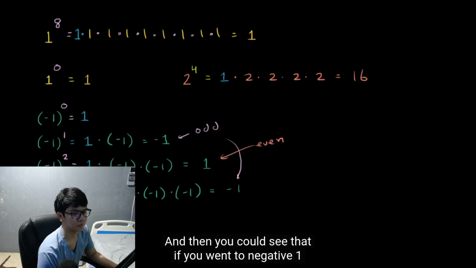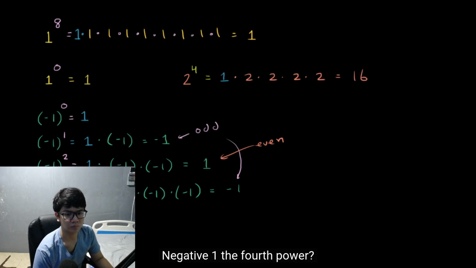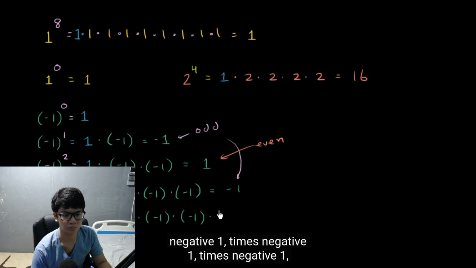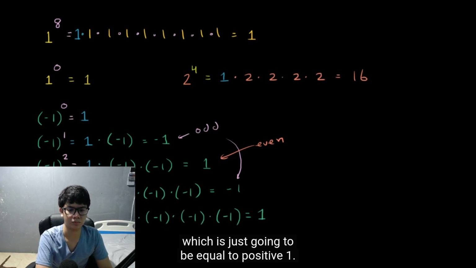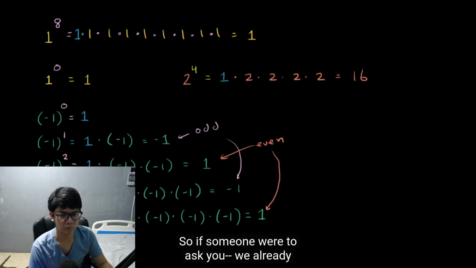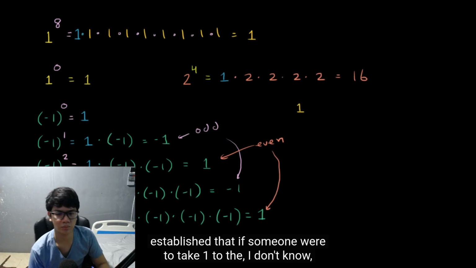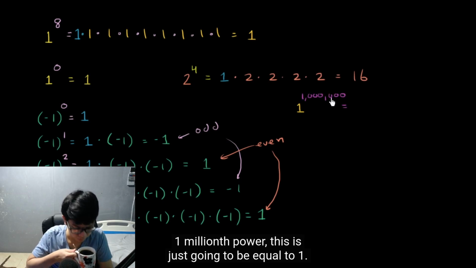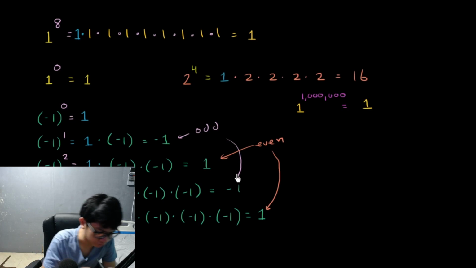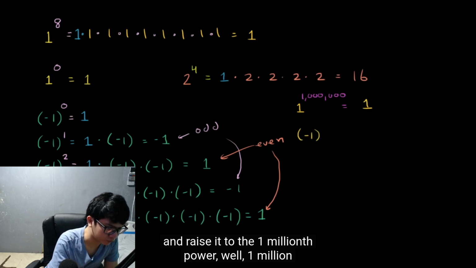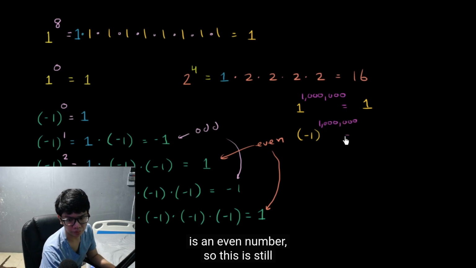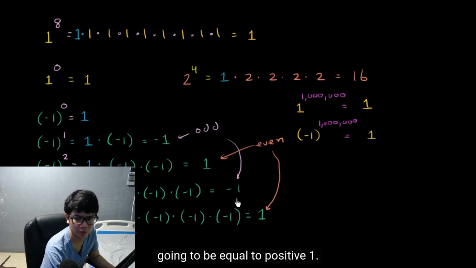And you could see that if you went to negative 1 to the 4th power. Well, you could start with a 1, and then multiply it by negative 1 4 times. So negative 1 times negative 1 times negative 1 times negative 1, which is just going to be equal to positive 1. So we already established that if someone were to take 1 to the 1 millionth power, this is just going to be equal to 1. If someone told you, let's take negative 1 and raise it to the 1 millionth power, well, 1 million is an even number, so this is still going to be equal to positive 1.